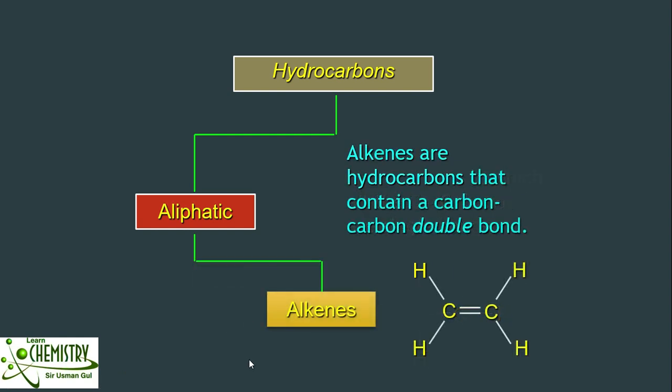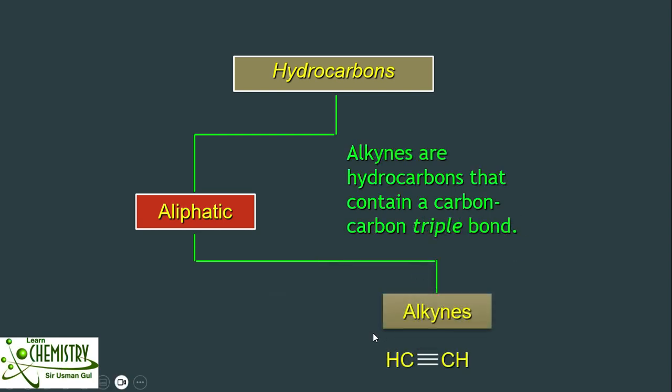Now the second type is called alkenes. What are alkenes? Alkenes are hydrocarbons that contain a carbon-carbon double bond. So at least we should have one carbon-carbon double bond, and then it will be classified as alkenes.